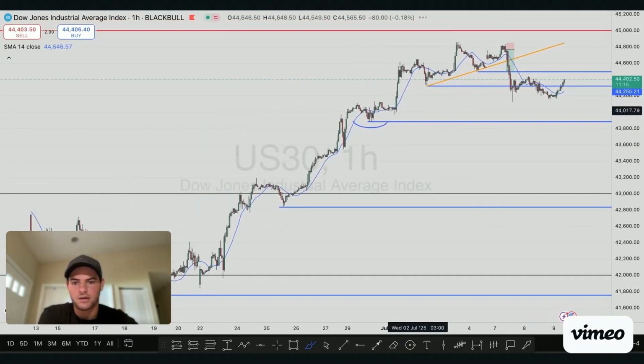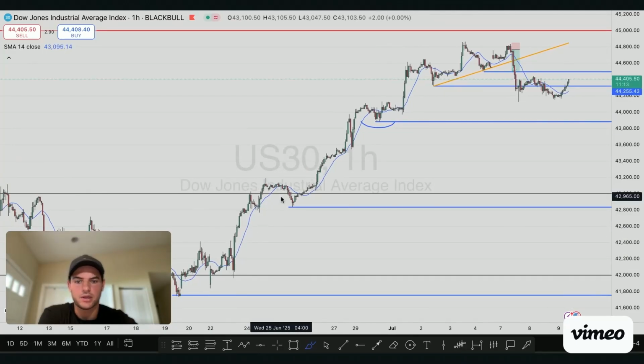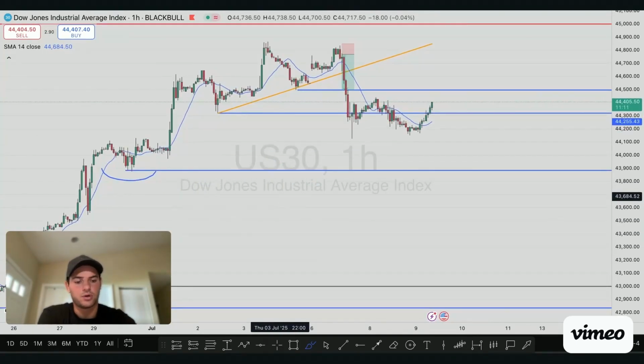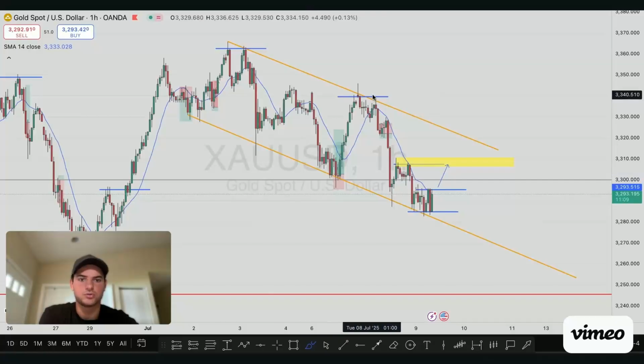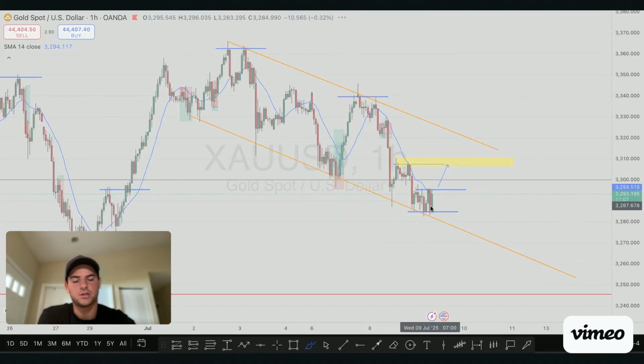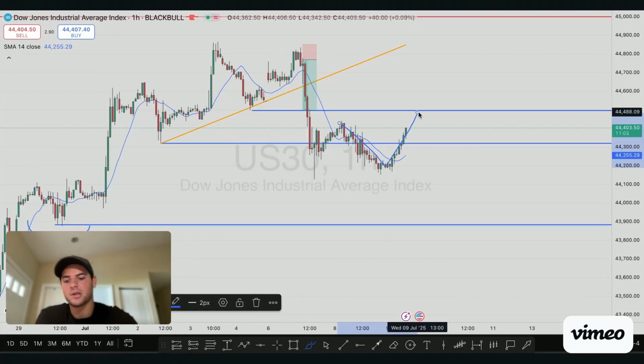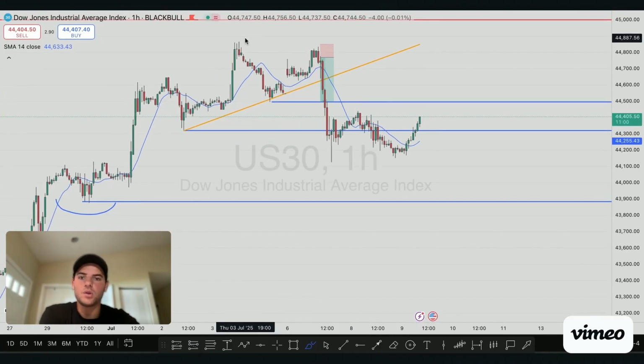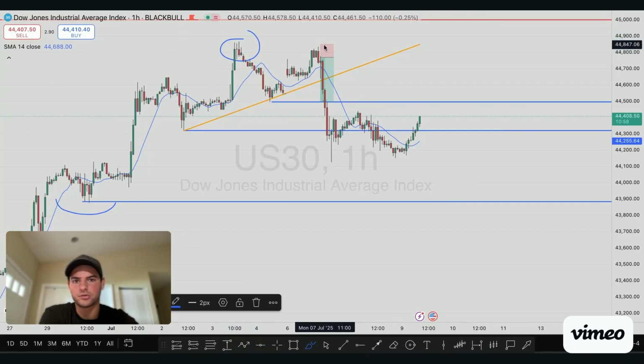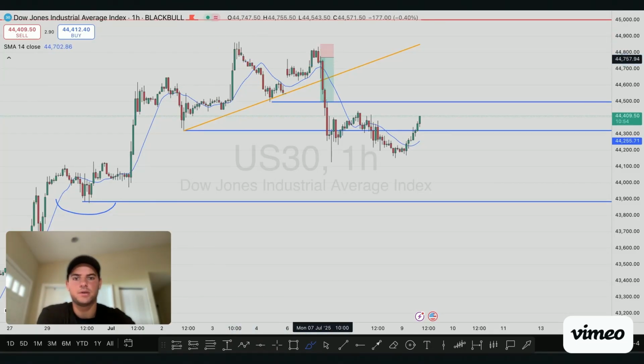I would rather have a market that is trending upwards, or like gold that's making lower lows and lower highs and is going in some sort of direction, rather than just going down and then going up again. Or something like this, where we have a double top right here. I entered for the trade. That was obviously a win.